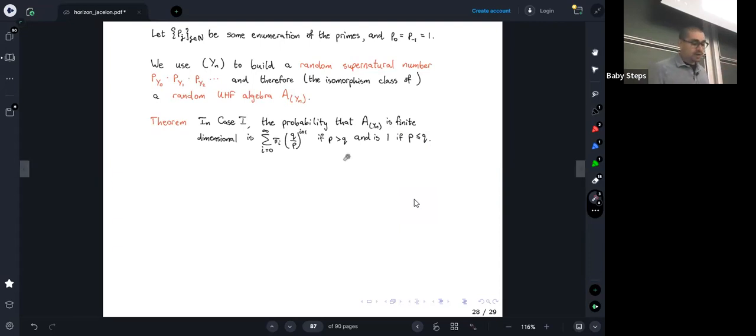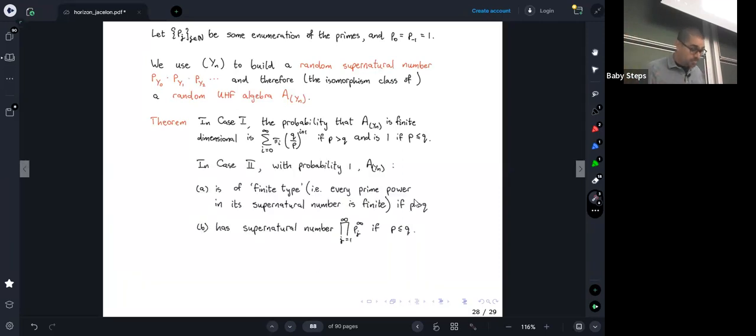On the other hand, if p is bigger than q, so she's more likely to wander off than to head home, then the probability of eventually going to bed is smaller, and it's given by this expression. What this is saying is that if she starts at position i, then the probability of eventually going to bed is (q/p)^(i+1). So the probability that we end up with a finite matrix algebra in this case is this summation. The summation is just to account for the initial distribution. She may start at different points with different probabilities.